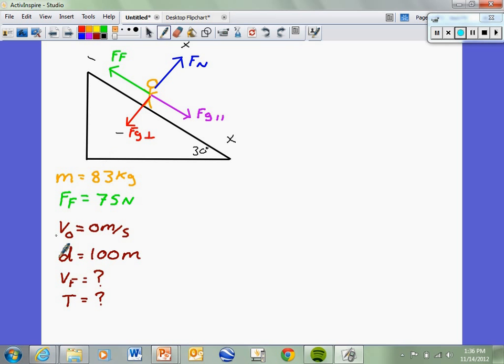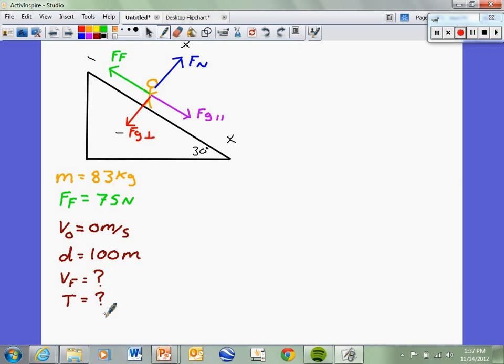I wrote down all of the things that were given in the problem. The mass of the skier is 83 kilograms. Friction, 75 newtons. The skier starts from rest, so initial velocity is 0 meters per second. The displacement is 100 meters. That's how long the hill is. And we're looking for final velocity and time.